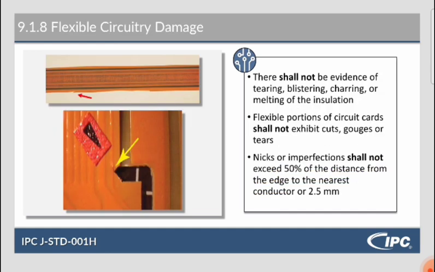Flexible circuitry damage, this is another one that there's often questions on in the test that does throw some people off. There shall not be evidence of tearing, blistering, charring, or melting of the insulation. Flexible portions of the circuit cards shall not exhibit cuts, gouges, or tears. Nicks or imperfections shall not exceed 50% of the distance from the edge to the nearest conductor, or 2.5 millimeters.